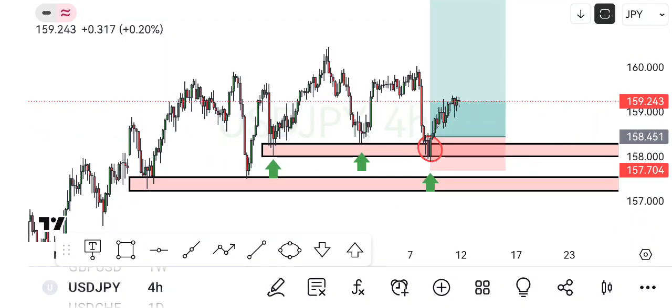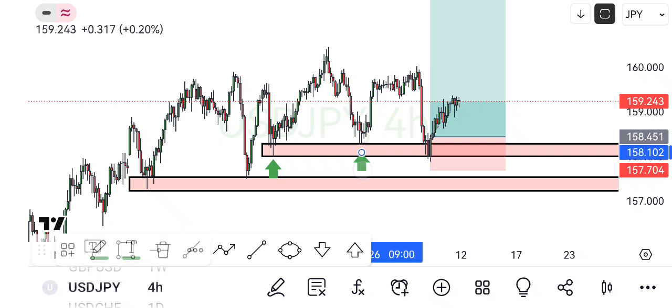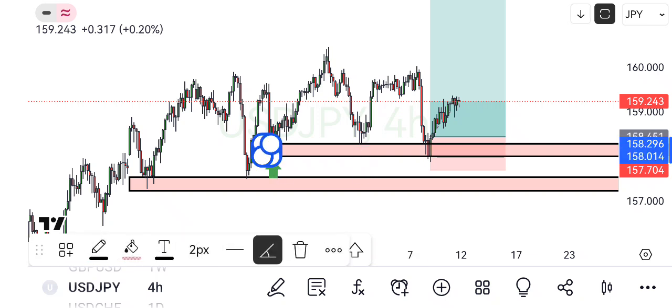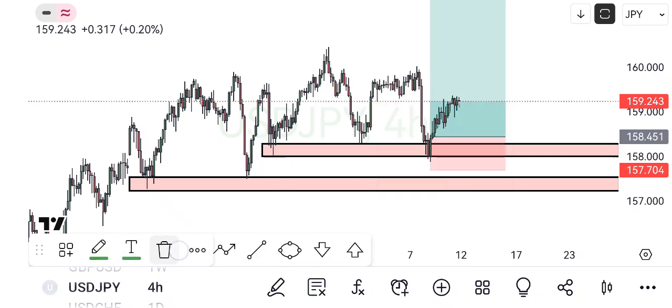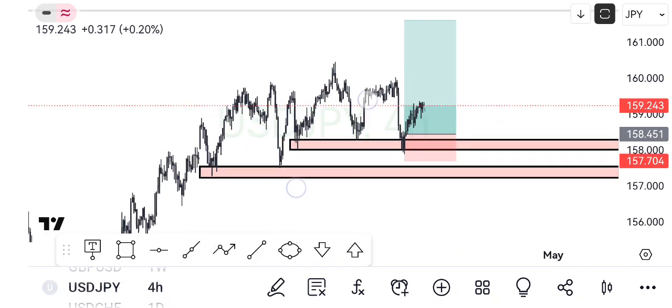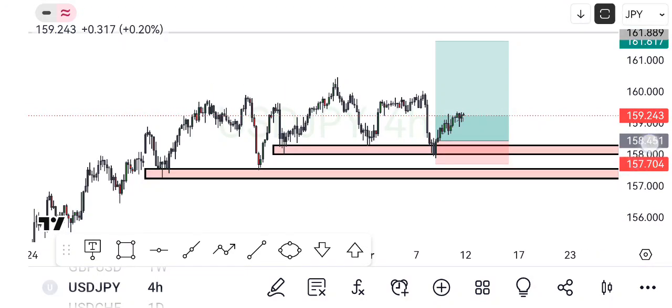So for this pair USDJPY for the following week, I will only be looking for buying opportunities. I will not be looking to sell in any case on USDJPY for the following week. As you know, today is Saturday, the markets are closed.